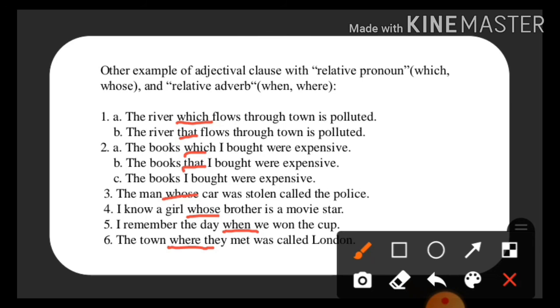Okay. These are the other examples of adjectival clause. I hope you can understand about adjectival clause well.